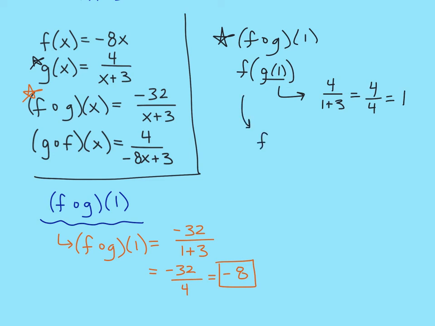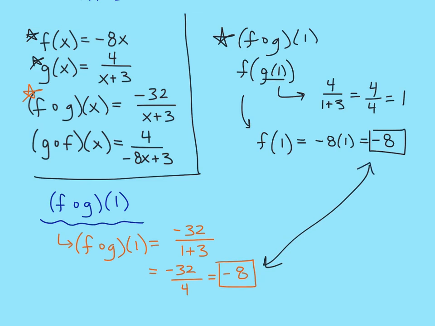Then that really means we're finding f of 1, since g of 1 was just 1. So we can plug 1 into the f function and get -8 times 1, which is -8. So either way, we get the answer of -8. But once you've already created the function, you can just simply use that function.